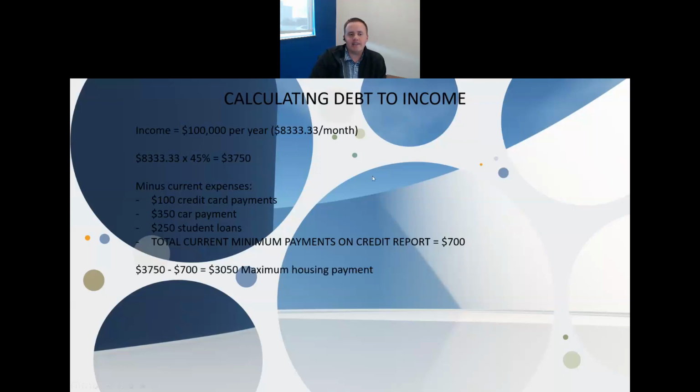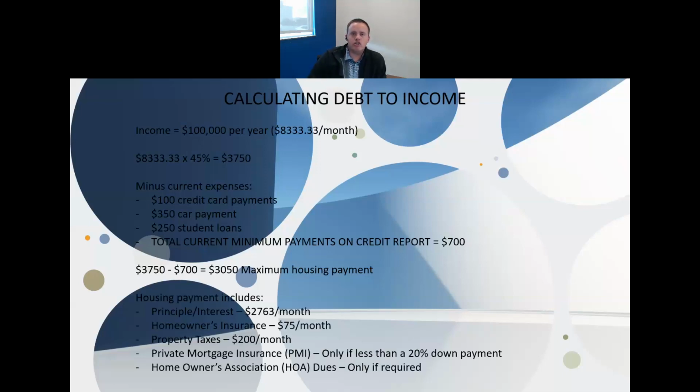So we're going to subtract that out of that 45% number. 3750 minus 700 is $3,050. So that's kind of our maximum housing payment amount. Now, what's included in that housing payment includes principal and interest, homeowners insurance, property taxes, PMI if applicable, and homeowners association dues also if applicable.